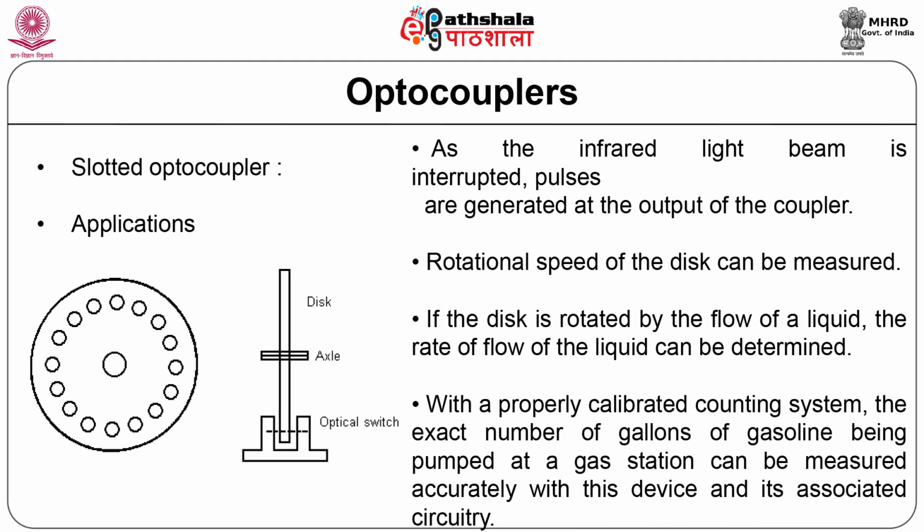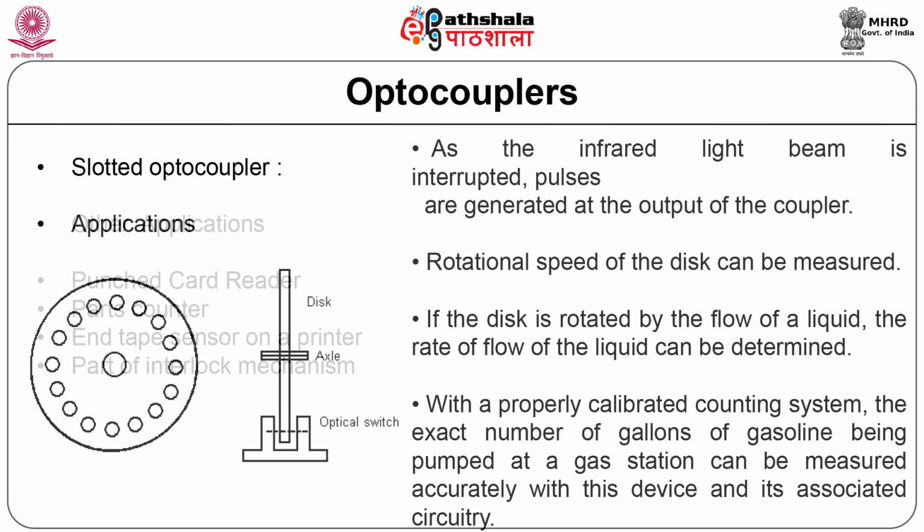As the infrared light beam is interrupted, pulses are generated at the output of the coupler and the rotational speed of the disc can be measured, and motor speed control can be achieved. If the disc is rotated by the flow of liquid, the rate of flow of liquid can be determined. With a properly calibrated counting system, the exact number of gallons of gasoline being pumped at the gas station can be measured accurately with this device and its associated circuitry.